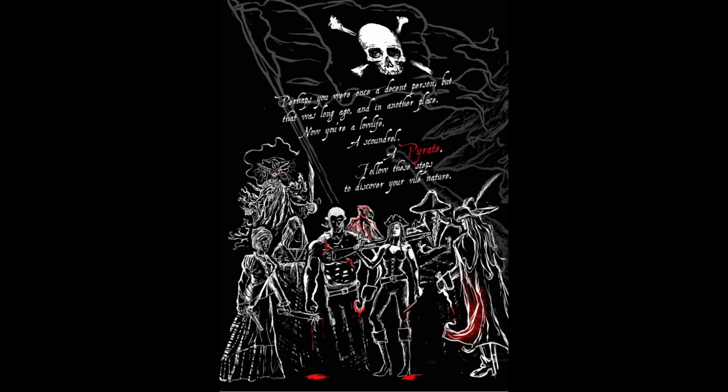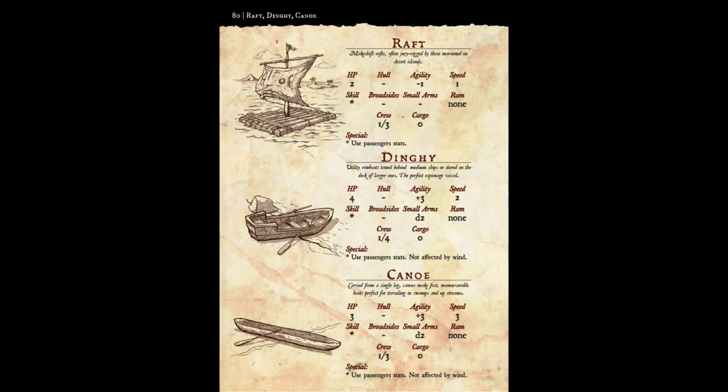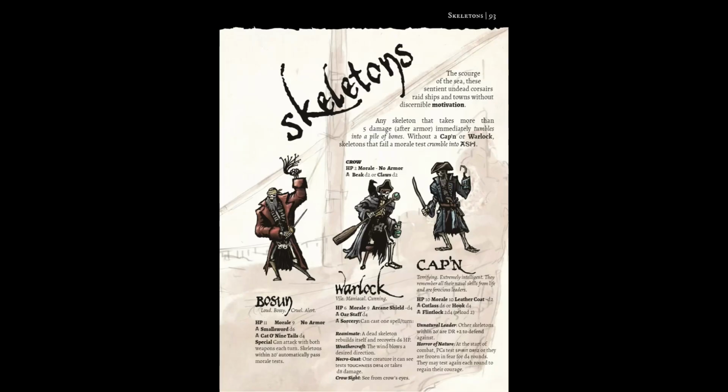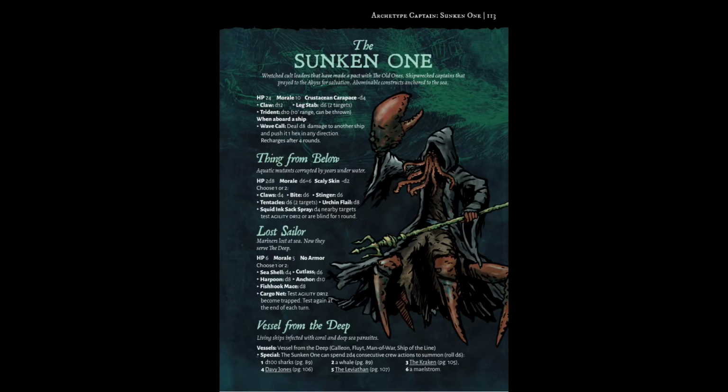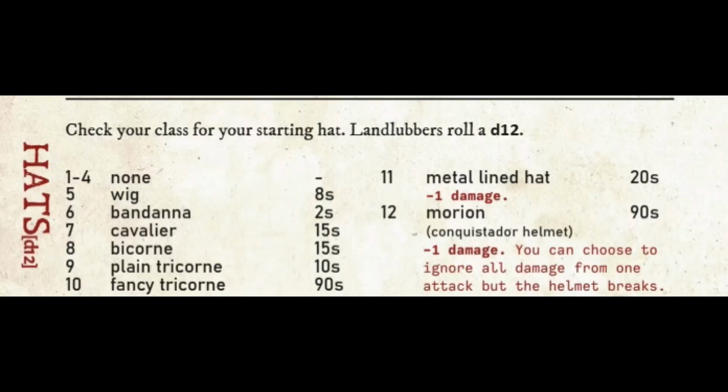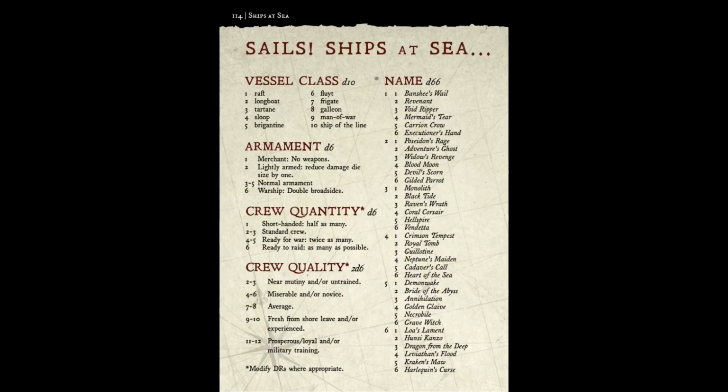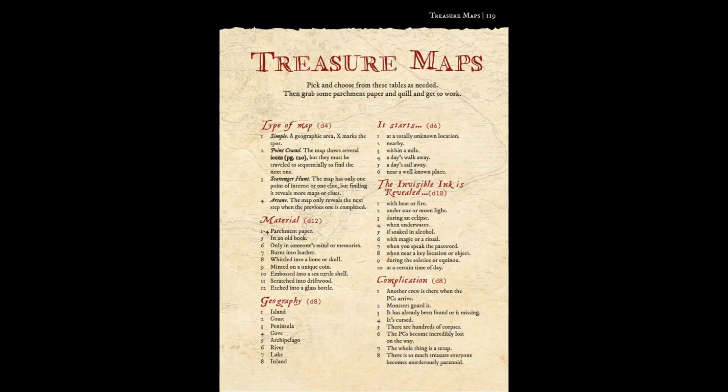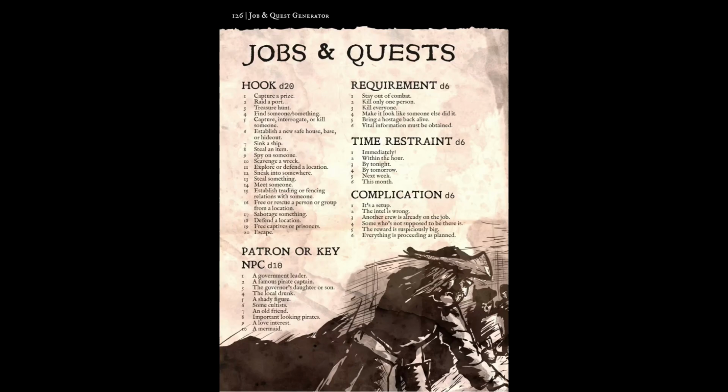Dark Caribbean, including 8 character classes, 15 ships, ghosts, skeletons, and deep sea abominations, cutlass, pistols, cannons, and hats. What I really like are the random generators that help you create ship encounters at sea, derelict ships, treasure maps, uncharted islands, pirates, and quests.